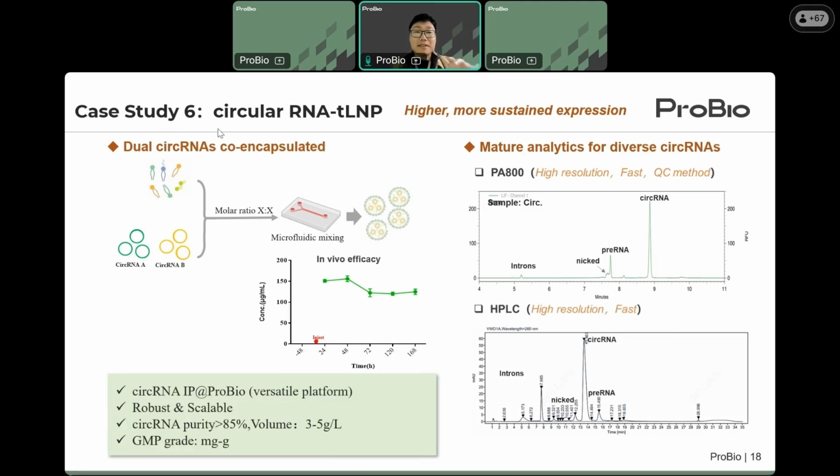And case number 6 here is a customer who does co-encapsulation of 2 different circular RNA sequences.